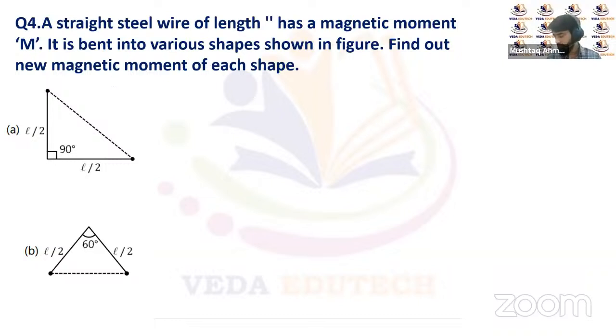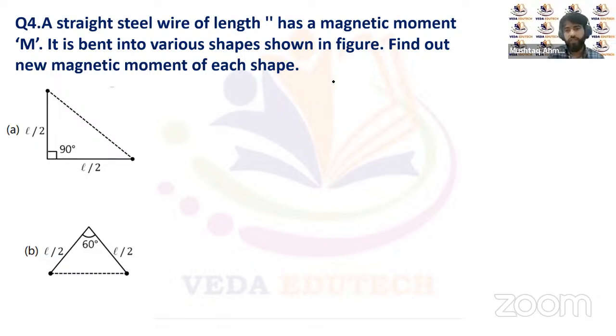Now let's talk about question number 5 of this session, right? A straight steel wire of length L has a magnetic moment M. It is bent into various shapes shown in the figure. Find out the new magnetic moment of each shape, right?